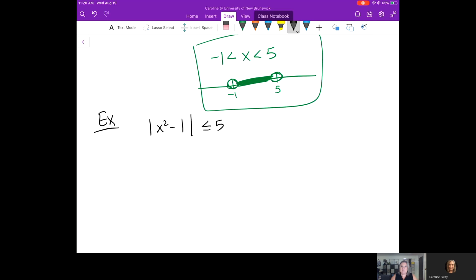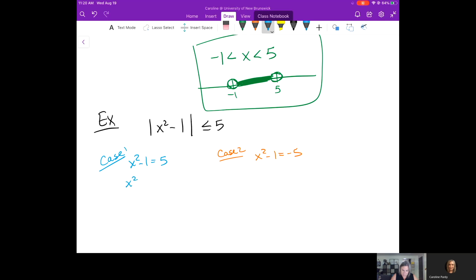So what we do first is we see where this equals 5, and then we can put those numbers on a number line and test it. So x squared minus 1 is equal to either 5, that would be case 1, the positive inside, or case 2, we would say x squared minus 1 is equal to negative 5, the inside, because it's an absolute value. We have those 2 situations that would give us x values that are equal to 5. And then we're going to see where on the number line it's greater than or less than.